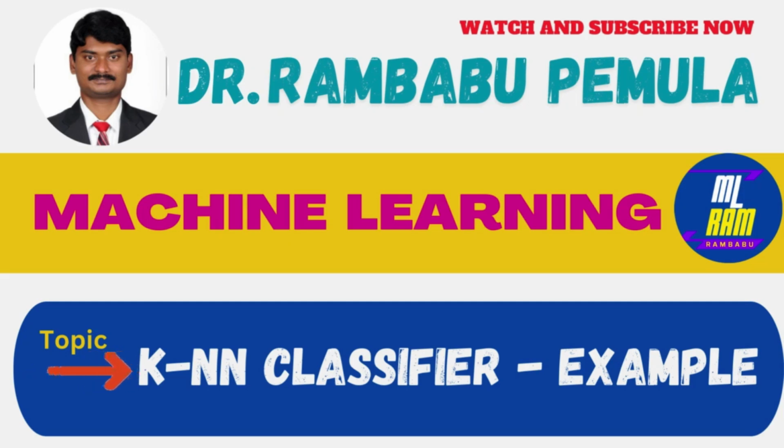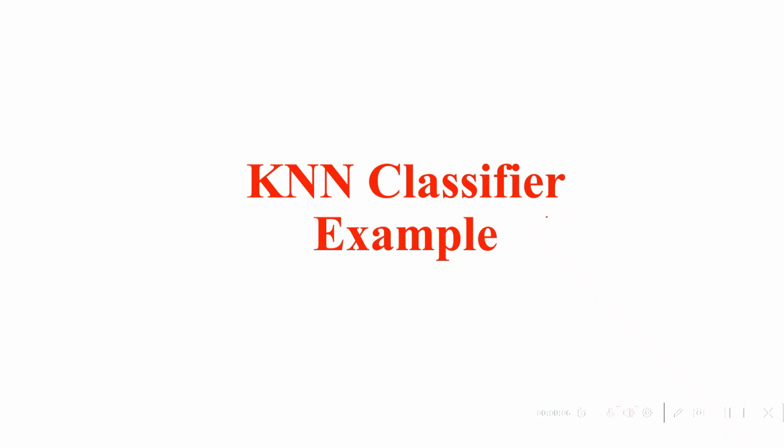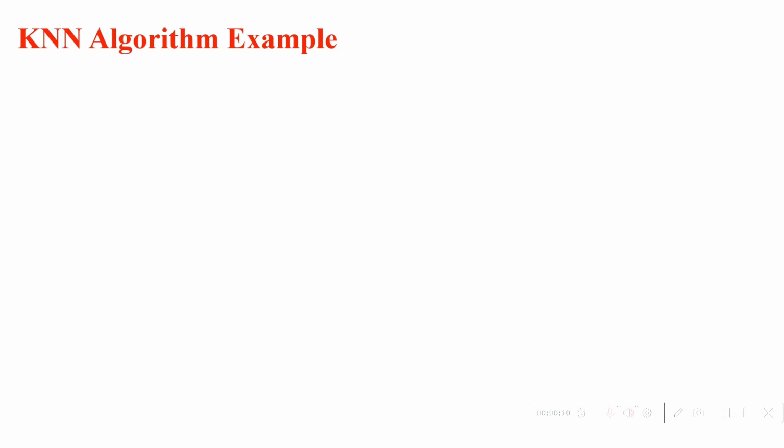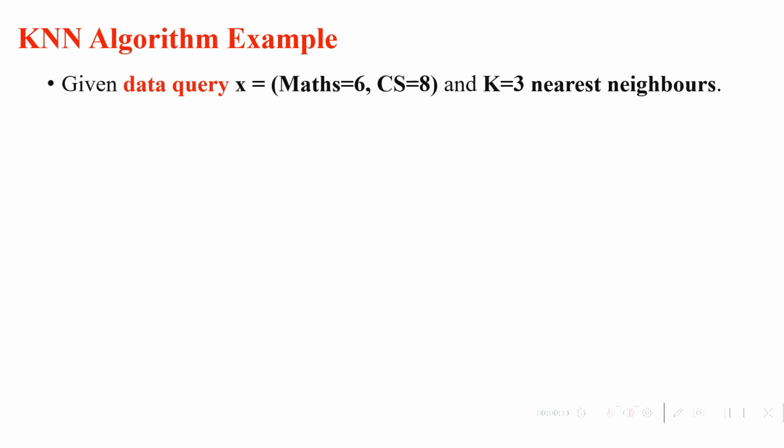In this video, I am going to discuss the KNN classifier with a simple example. In this example, we are given a new observed data point x equal to 6, 8, and the number of nearest neighbors is equal to 3.